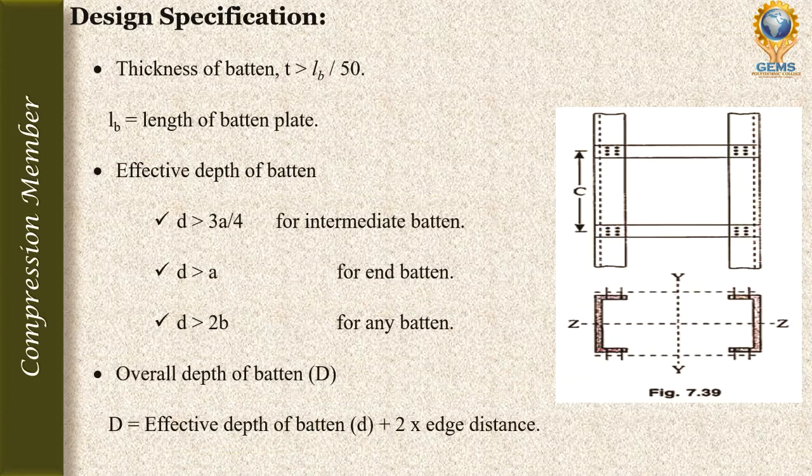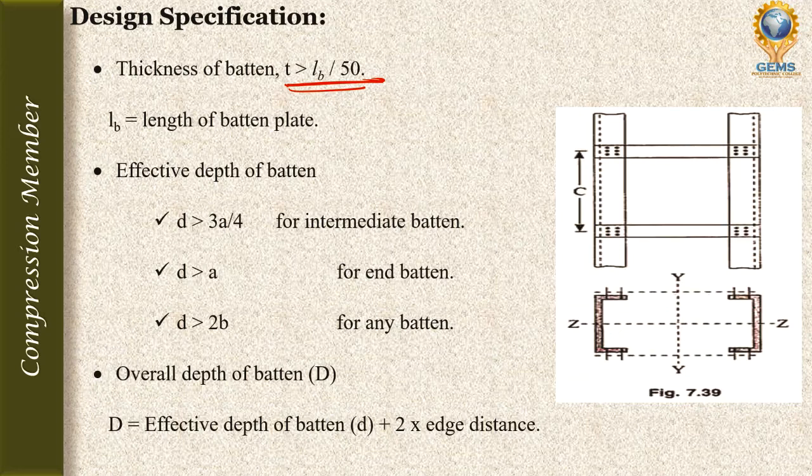Next is the thickness of batten. The thickness of batten should be greater than the length of batten blade divided by 50. The thickness should be greater than that.